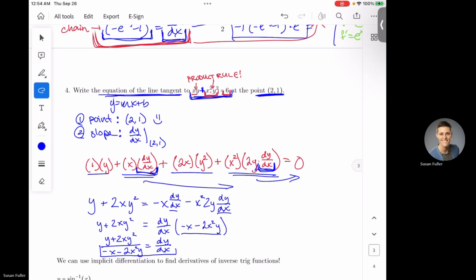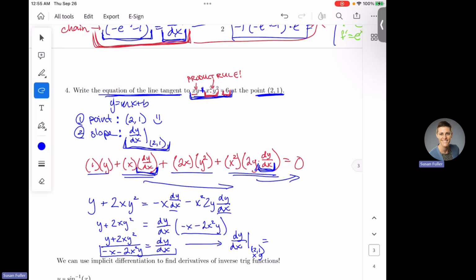Okay, so am I done? No, because what I really want is the slope of my tangent line at the point (2, 1). So I need to take this derivative and plug (2, 1) into it. Anywhere I see an x, I'm going to plug 2 in. Anywhere I see a y, I'm going to plug a 1 in. Go slow and get everything in the right spot.